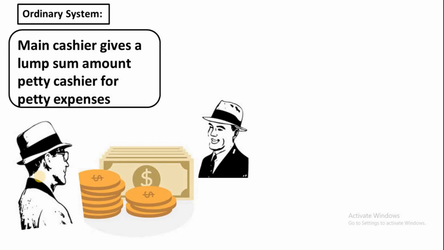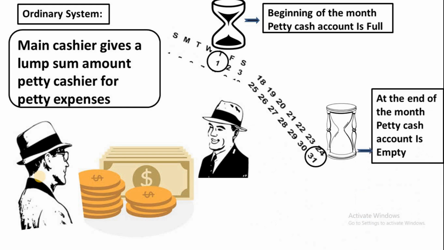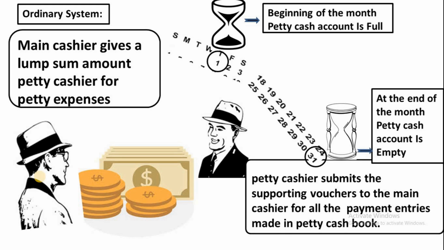In ordinary system, some lump sum amount is given to petty cashier to maintain petty expenses at the beginning of the month. At the end of the month, once the amount is completely spent by petty cashier, the petty cashier submits the supporting vouchers to the main cashier for all the payment entries made in petty cash book. Restoring the petty cash account depends on the main cashier. After checking the expenses, if the main cashier decides to continue restoring the petty cash account, then he will reimburse the petty cash account. Otherwise, they may stop using petty cash book.